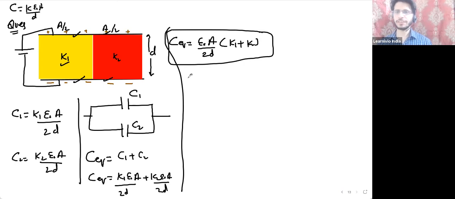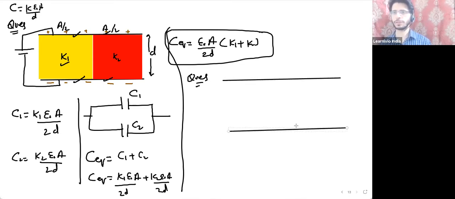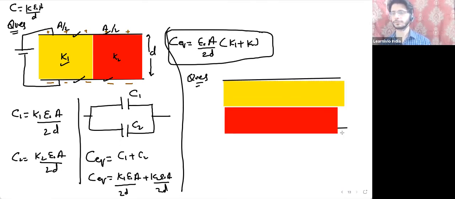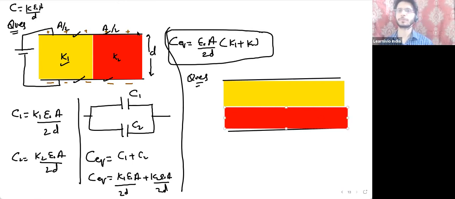Now, for series, I'll frame this circuit in this way. This is plate one, this is plate two. This is the dielectric in between the two plates here, and this is the dielectric here. Again, I have two capacitors. Now see how they are connected. Plate area A. Separation between any two plates is d by 2. We divide it into two equal parts, d by 2, d by 2.